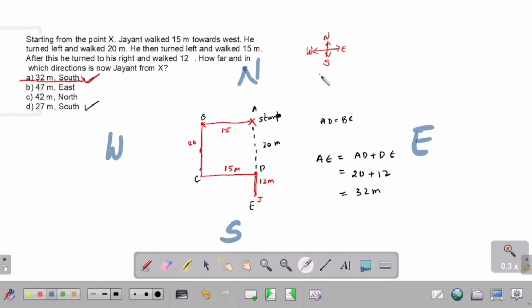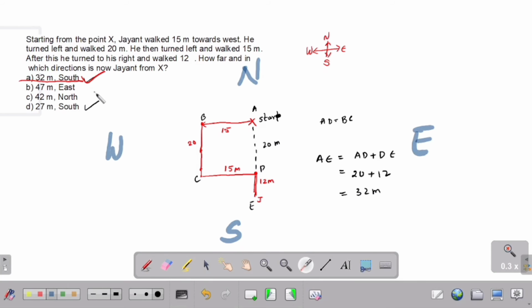From the starting position, Jayant is in the south direction. And what is the distance between the starting point and the ending point? That is 20 plus 12, 32 meters. That is the answer. 32 meters is the answer. Am I clear? Yeah. Okay.